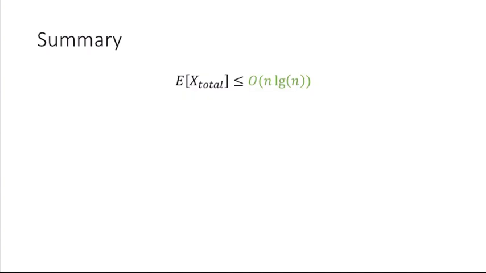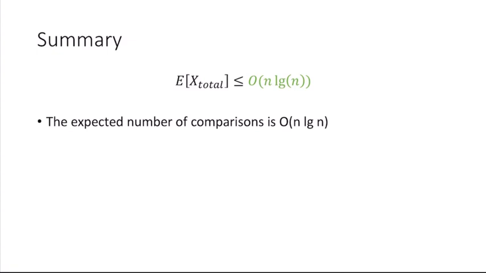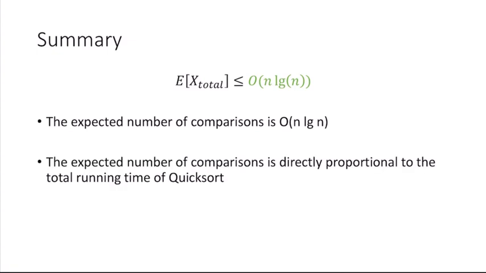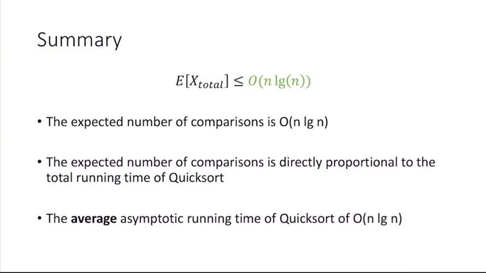So that's our summary. The expected number of comparisons is big O of n log n, and the expected number of comparisons is directly proportional to the total running time of Quicksort. So the average asymptotic running time of Quicksort is big O of n log n.